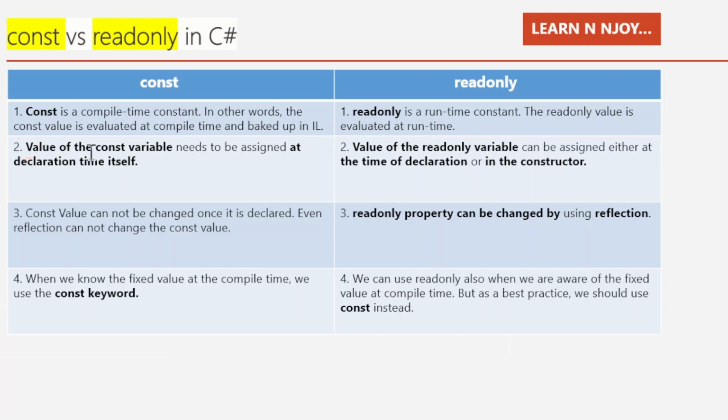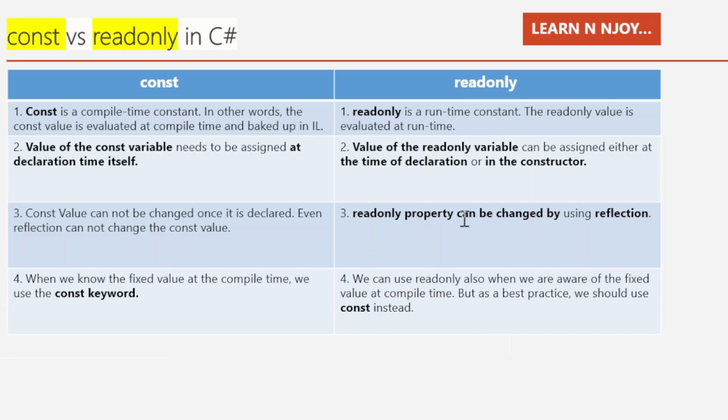Number two, the value of the const variable needs to be assigned at declaration time itself. So that is the requirement for the const. Whereas the value of the read-only variable can be assigned either at the time of declaration or in the constructor. So there are two places in which we can assign a value to a read-only variable: at the time of declaration and in the constructor itself. Number three, const value cannot be changed once it is declared. Even reflection cannot change the const value. So that is very, very important for the constant.